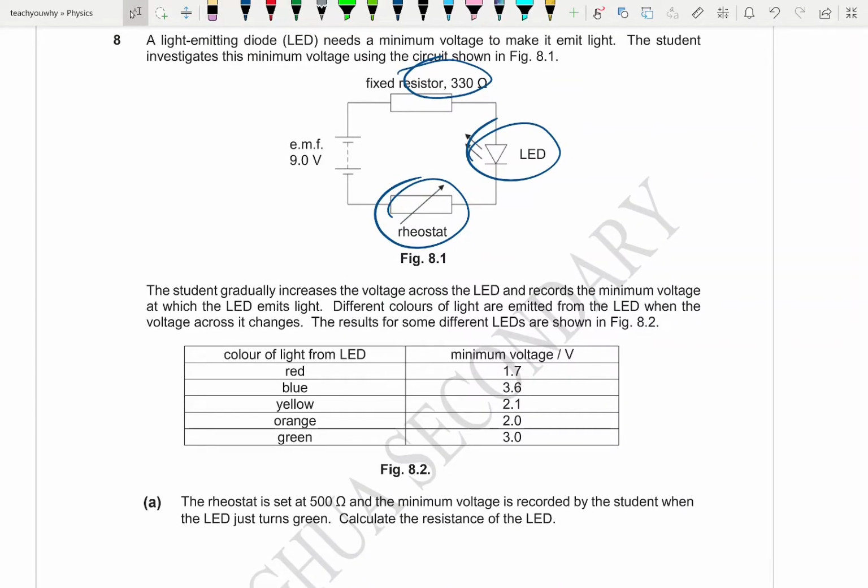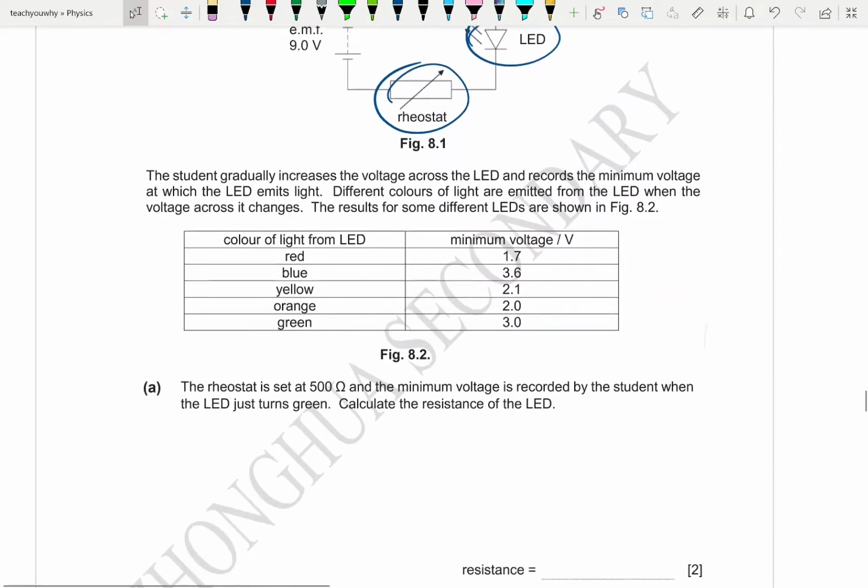So if you want to get red from the LED, you need a minimum voltage of 1.7, blue is 3.6, yellow is 2.1, orange is 2.0, green is 3.0.